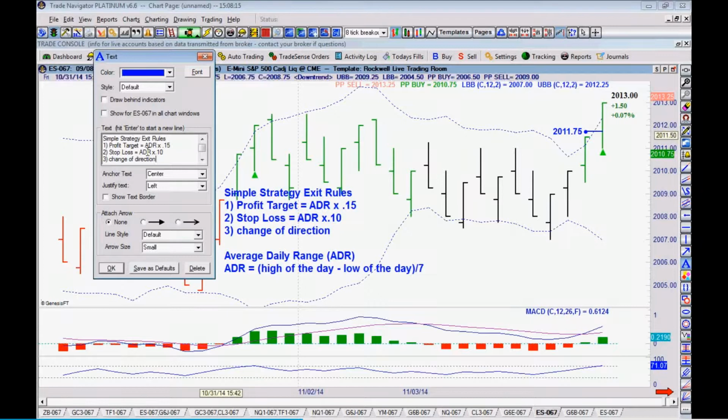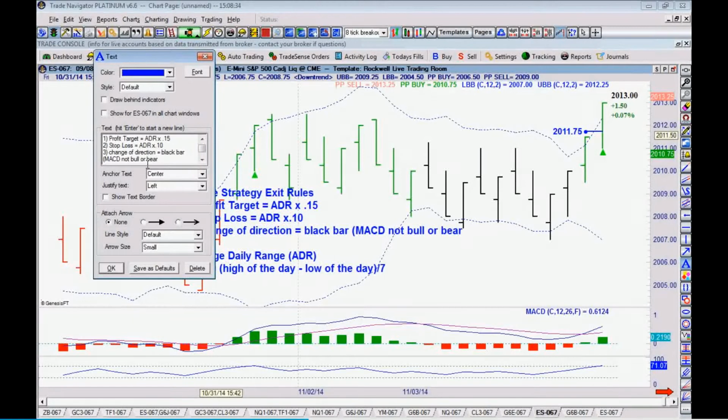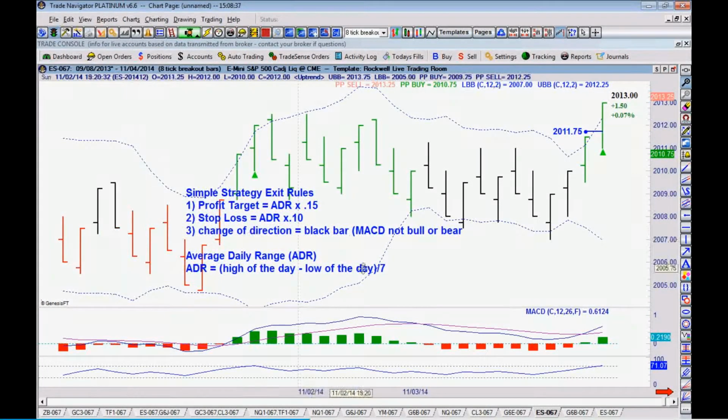Now, the third thing that we want to see here is if we haven't hit our profit target, if we haven't been stopped out of the trade, and we see that the market is showing a possible change of direction, which is a black bar, and this is MACD not bullish or bearish. Remember, a black bar just means that the conditions for an uptrend or downtrend are not present. And if we're in a trade, if we're long the market, then we get a black bar. That will be the third reason to get out of a trade. So let's see what the average daily range is and determine our profit target and our stop loss.